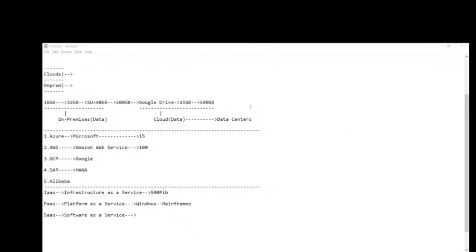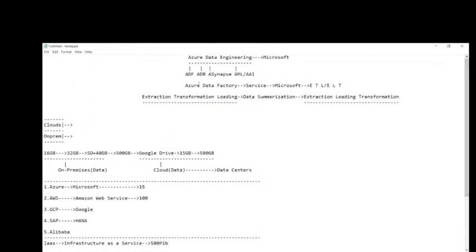Now guys, this point is clear for me, but the next point is not clear. Cloud is clear, everything is clear, but one more thing is not clear, that is, what is Azure Data Factory? We have not discussed this. Azure Data Factory is a service provided by Microsoft to perform the job of ETL, which stands for extraction, transformation, and loading.